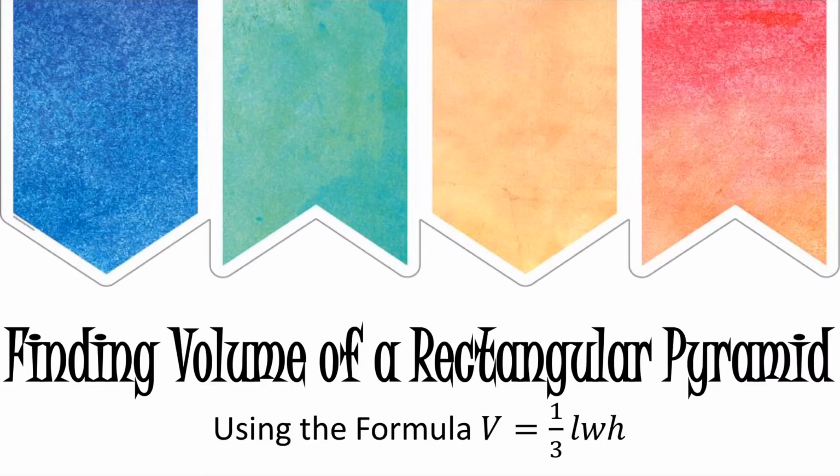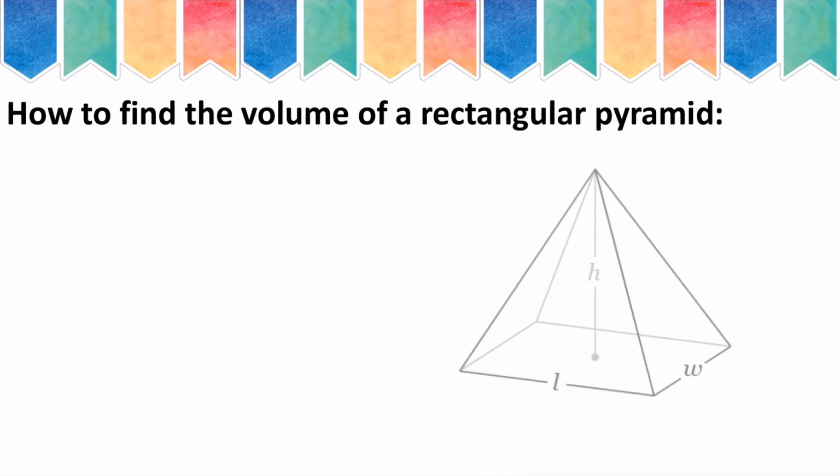Hello, in this video we are going to learn how to find the volume of a rectangular pyramid. So when we look at a rectangular pyramid, first I want to point out, if we look at the base of this pyramid, it is a rectangle. That's why we call this a rectangular pyramid, okay? That's important because there are triangular pyramids or hexagonal pyramids. So right now we're only learning about rectangular pyramids.